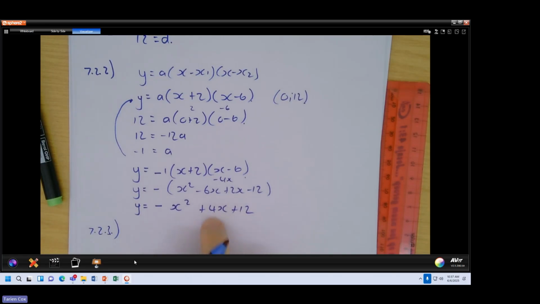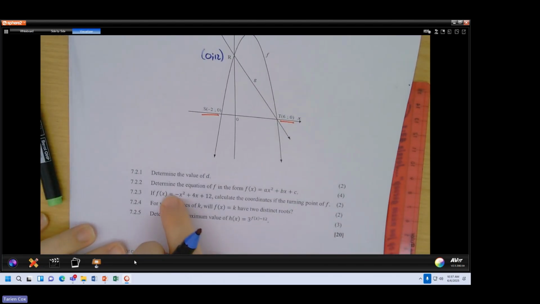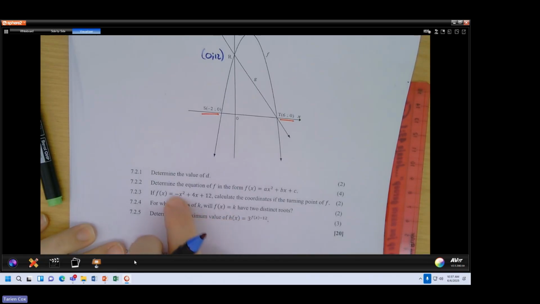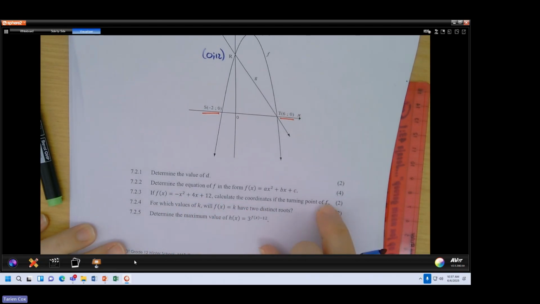7.2.3. I needed this in order to complete my next question. What they gave me, in case you aren't able to find it, lets you still continue with the rest of the question. So once I've got that, they say calculate the coordinates of the turning point.